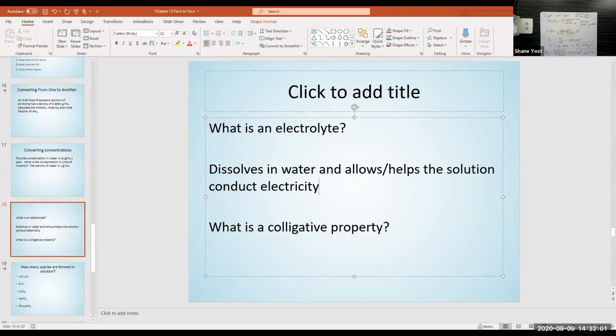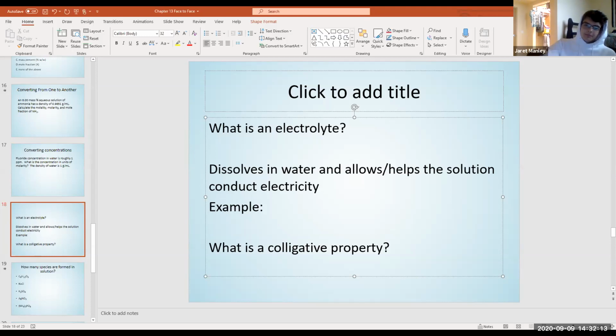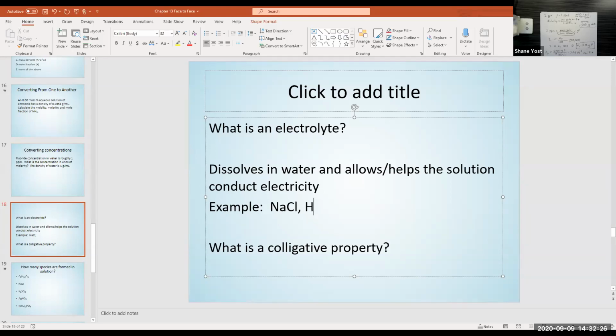What would be an example of an electrolyte? Anyone want to take a guess? Would salt be one? Yeah, salt, sodium chloride. Any other examples? An acid? Yeah, it depends on the acid, but a strong acid like HCl would be an electrolyte. We'll talk about weak electrolytes when we talk about weak acids, but yeah, like HCl, okay.